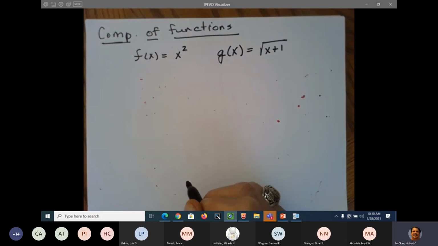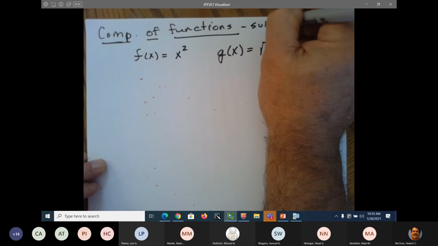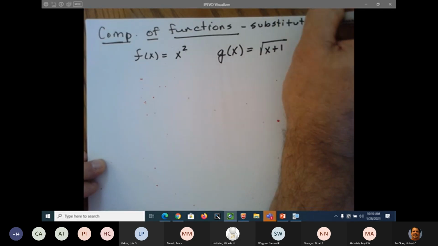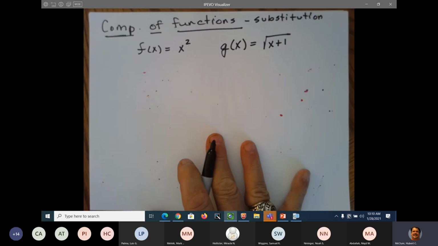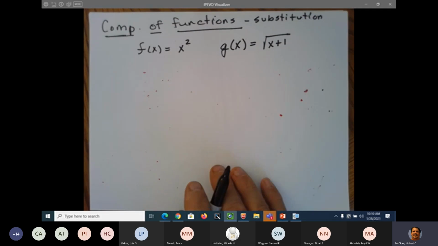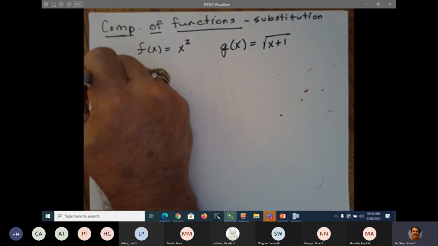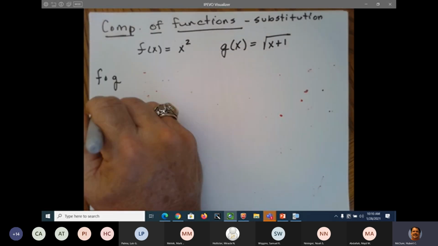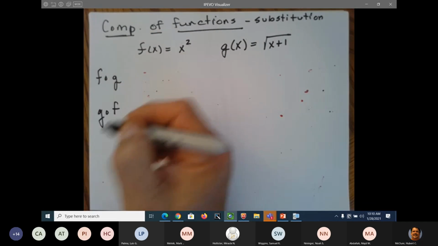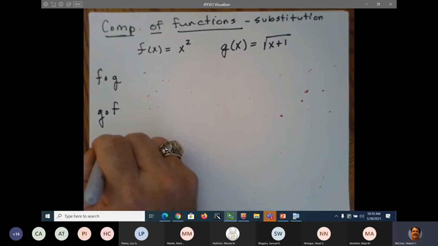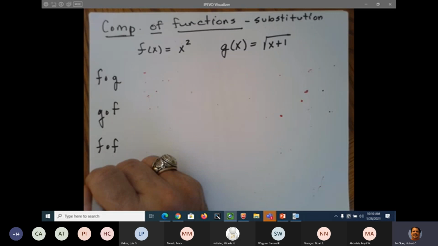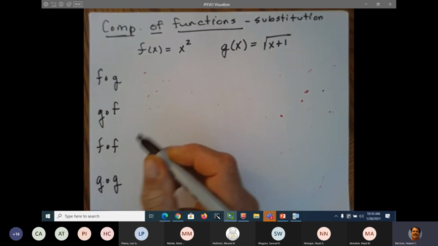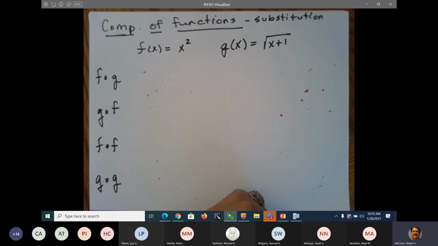Composition means substitution. And students just forget how to do composition because they don't do it a lot. So here is f composed of g, g composed of f, f composed of f, and g composed of g. These are the type of questions you'll be asked on a test.